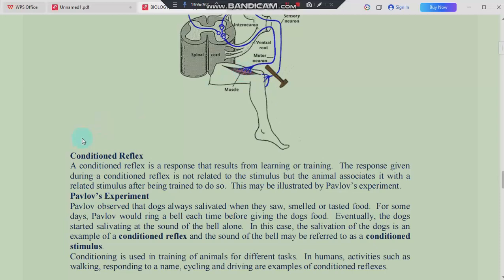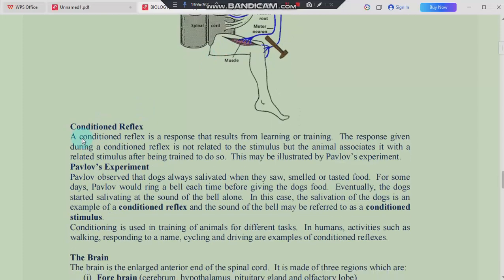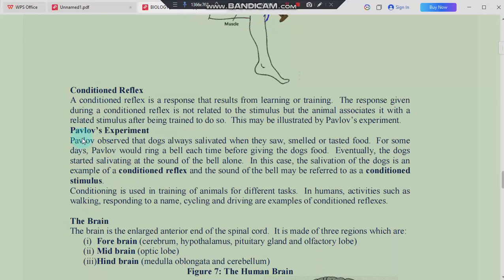And then we have a conditioned reflex action. Under a conditioned reflex action, we have a scientist by the name of Pavlov. So Pavlov came up with an experiment that we call Pavlov's experiment. Each time Pavlov would come with food to his dog, he would ring the bell, and then the dog would give certain responses where it would start salivating and wagging its tail, right?